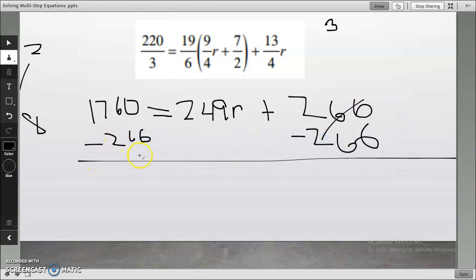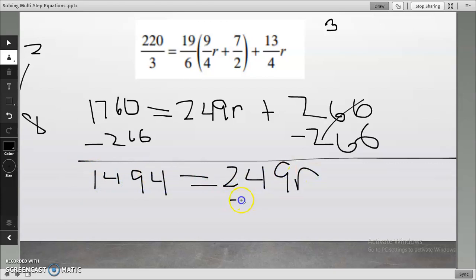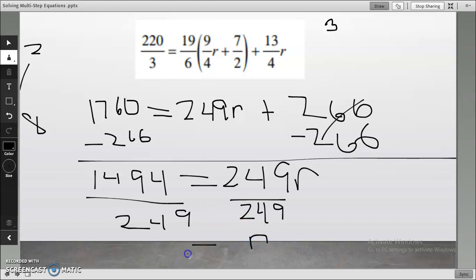Crosses out. I get 1494 equals 249r. Next, I want to get my r by itself, so I'm going to divide by 249 on both sides. Now, a lot of people will say, hey, r equals 1494 over 249. Remember, in math, you have to always put in reduced form, okay? So let's go ahead and reduce it. And guess what it reduces to? That's right, 6. All right, so r equals 6.